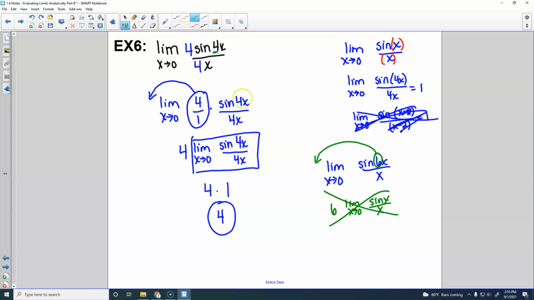Yes, you can do it. You can do it like this right here. So what you would need to do is the limit as x approaches 0 of 6 sine 6x over 6x. You put that 6 on top and bottom. Yeah, and then you could pull the 6 out. So it'd be 6 times 1 there whenever you do that.